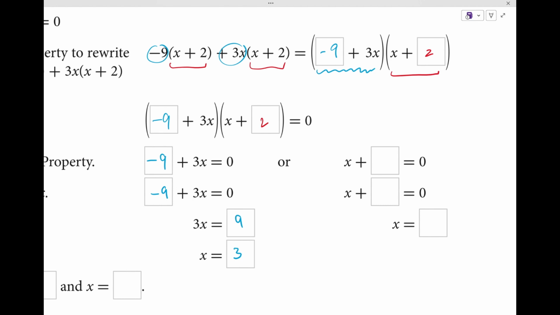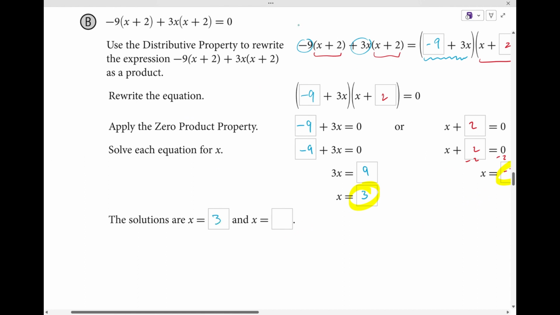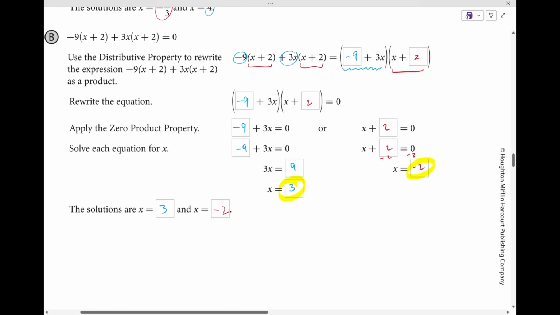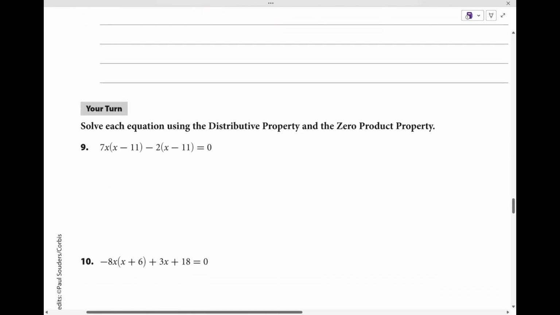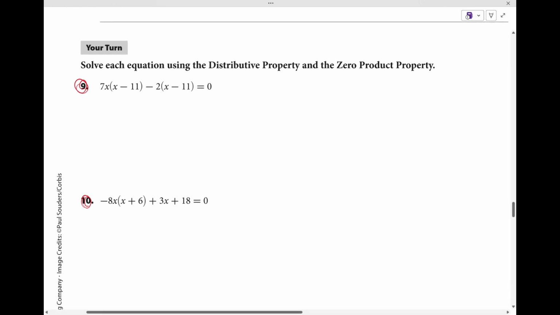Case number 2. What happens when x plus 2 is equal to 0? Well, I'm going to subtract 2 on both sides. So x is equal to negative 2. Here's my two solutions. I got 3 and negative 2. So my solutions are x equals 3 and x equals negative 2. Alright, again, I usually don't emphasize it this much, but make sure you actually do these problems number 9 and number 10, because you're really going to need to know how to find those zeros or those solutions using a method like this.